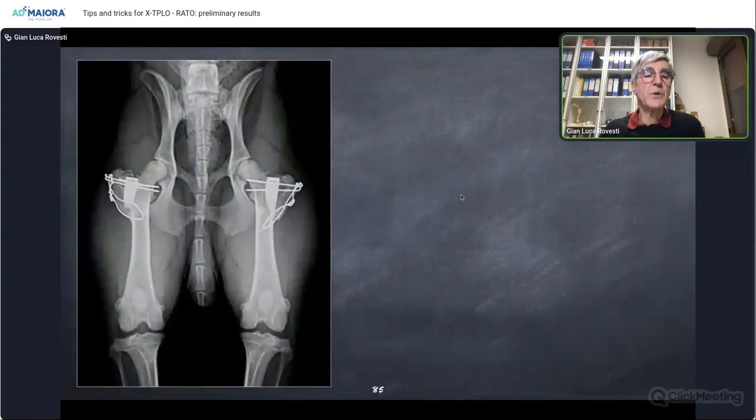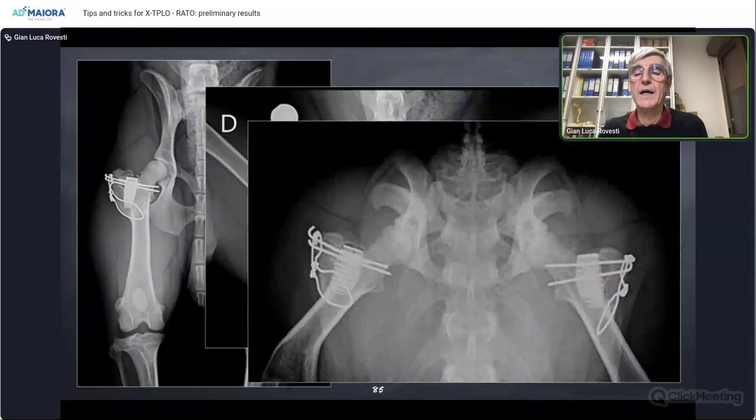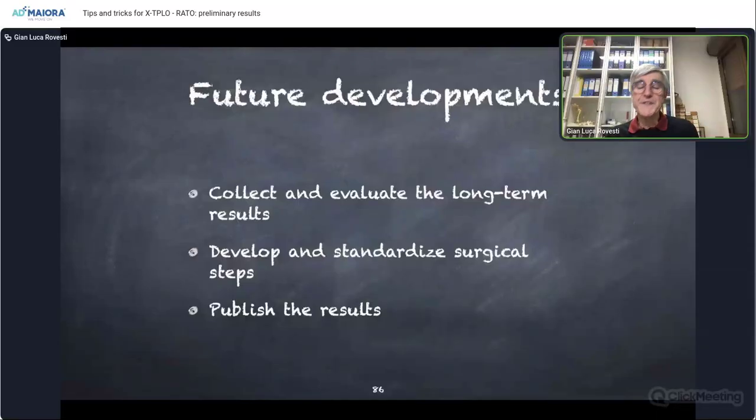So in the follow-up, you can see that here the callus is already developed for both of them. The congruity of the hips is very nice, and the acetabular borders are still good, and this is preserved by the fact that the hip functions in a physiological way, let's say, okay?